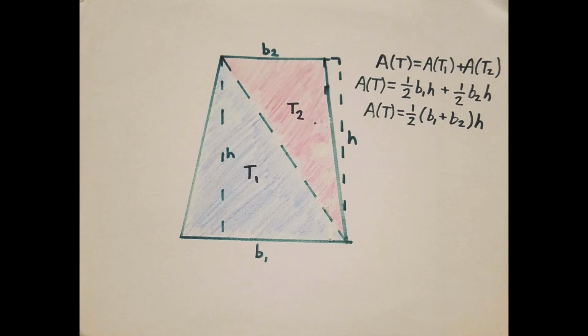This is interesting because it shows that the area of a trapezoid is very closely related to that of a rectangle. The only difference is you take the average of the lengths of the bases.